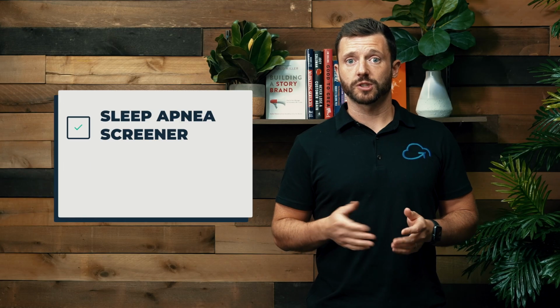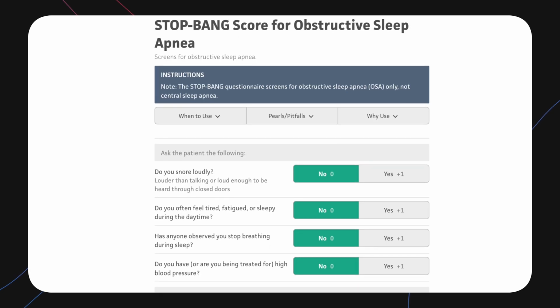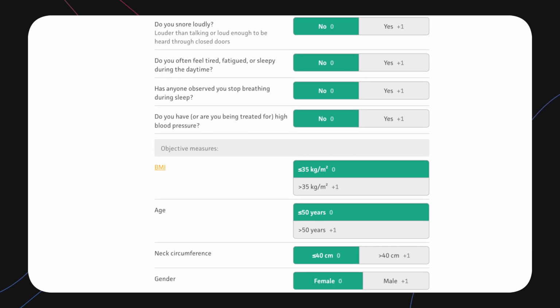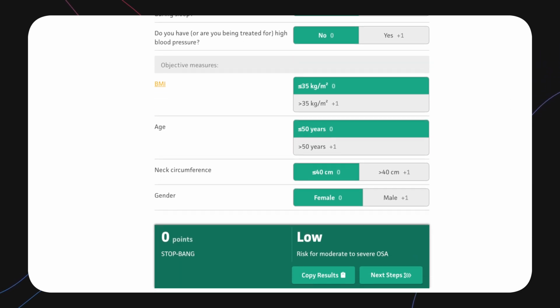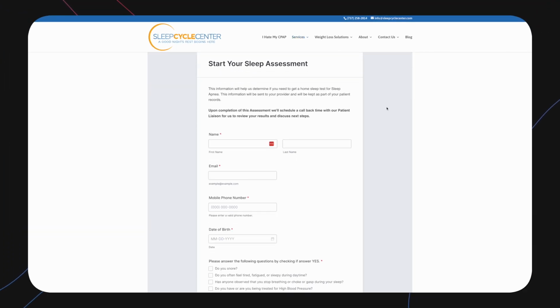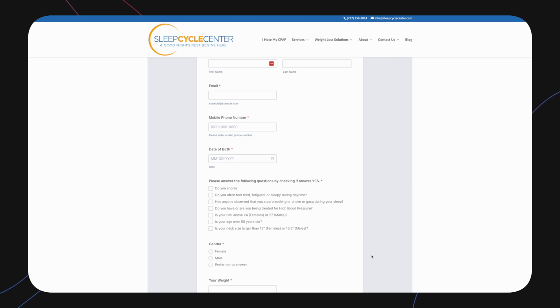The first one is a sleep apnea screener. Now, we've all heard of the Epworth Sleepiness Scale or STOP-Bang. It has basic information about whether they snore, their height and weight, BMI, neck size. All of these things are designed to give us some idea of, hey, maybe they might be a candidate to get tested for sleep apnea. You should have one of these on your site. And most importantly, it should be a form, the results of which get emailed to your team.